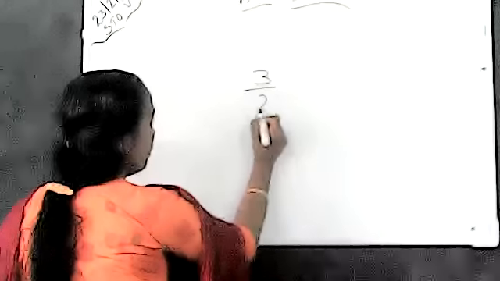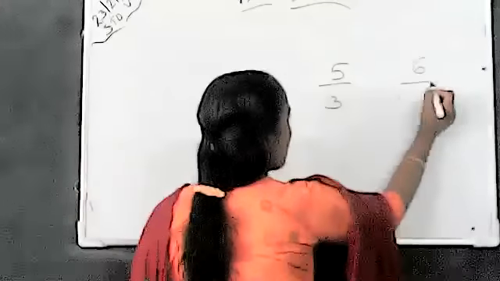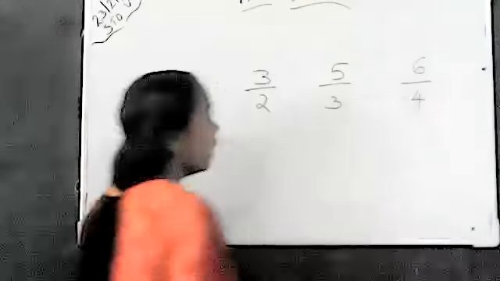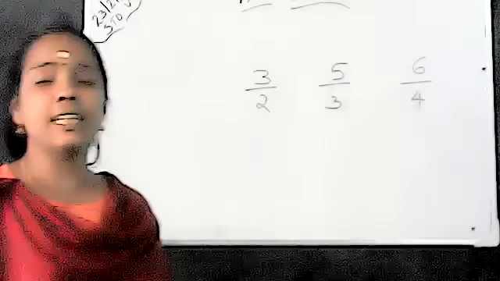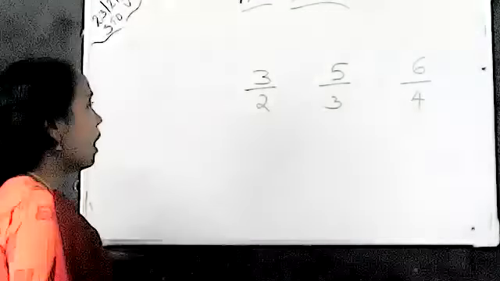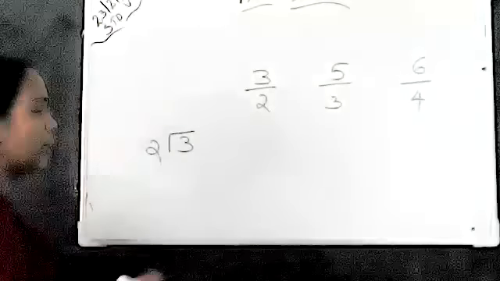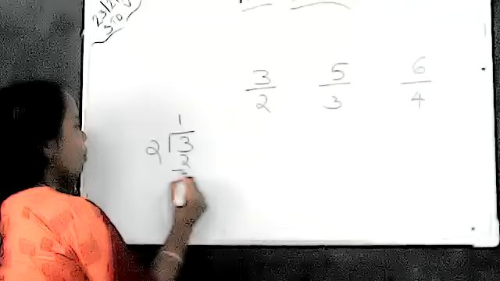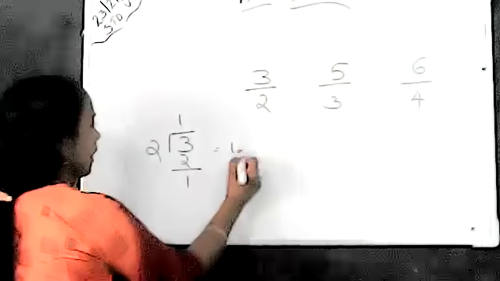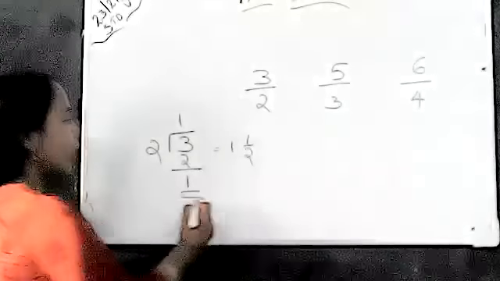For example, I give 3 by 2, 5 by 3, 6 by 4. This type of fraction is given. How can we write it in mixed form? Divide. 3 divided by 2: 1 into 2 is 2, balance 1. How can we write 1 and 1 by 2? Have you understood it?